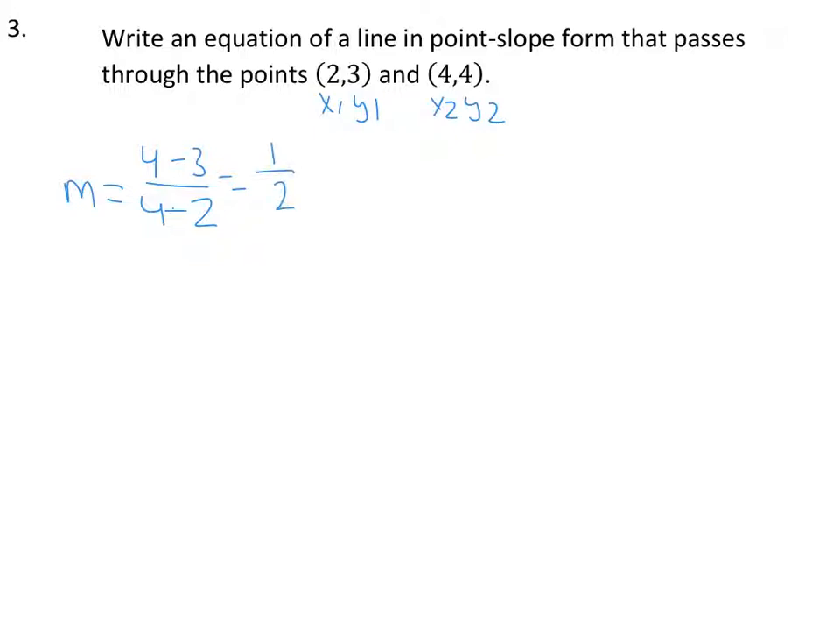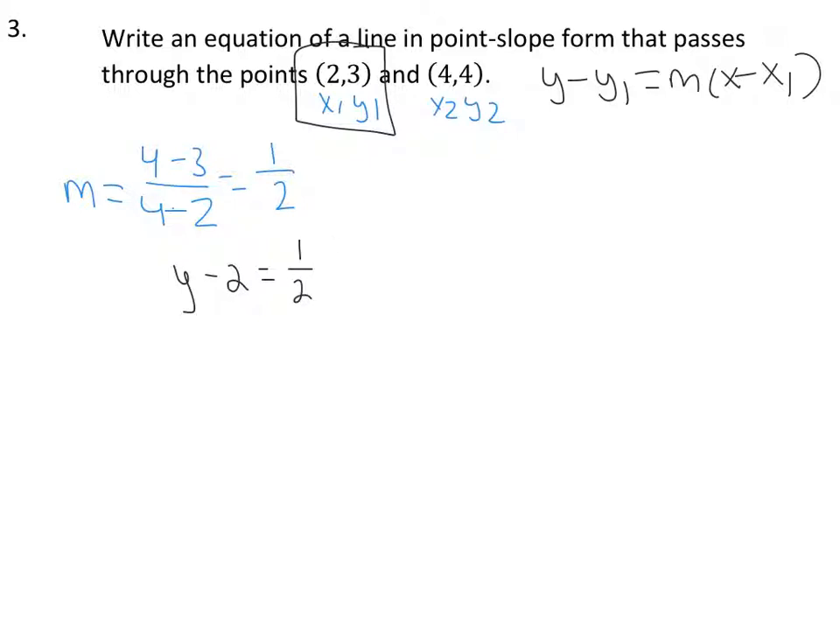So now here's the tricky thing. Okay, not really tricky. There's 2 correct answers, and I'll show you why in a minute. If I want to use this first point, because remember the equation is y minus y1 equals m times (x minus x1), so I'm thinking use x1, y1. So I would have y minus, oh no, y minus 3, because it's y1, equals 1/2 times (x minus 2).